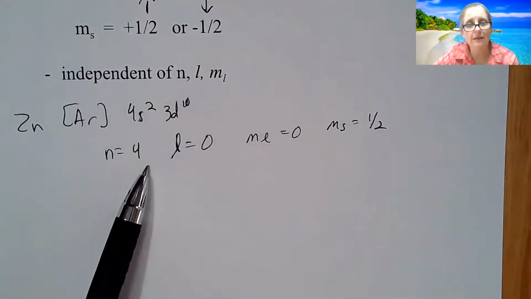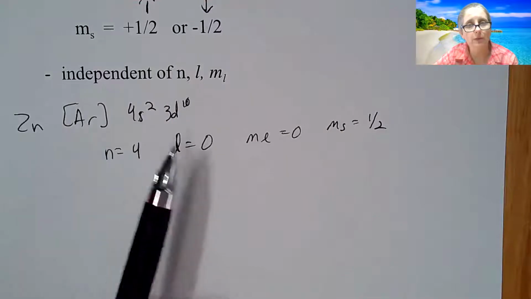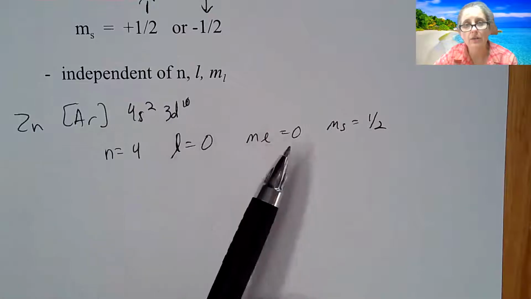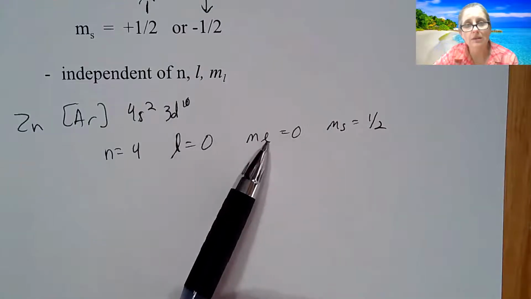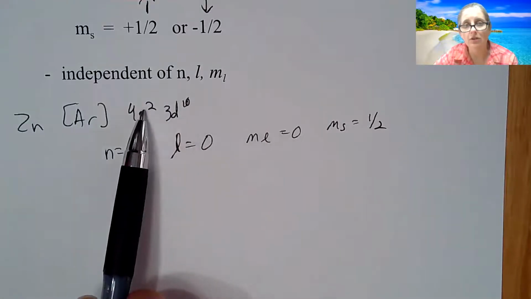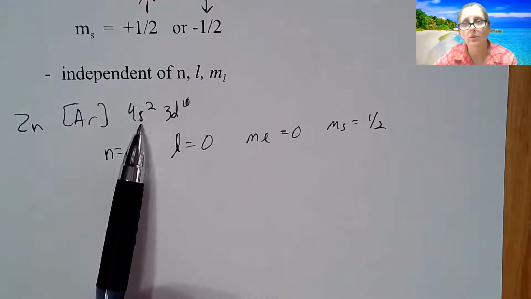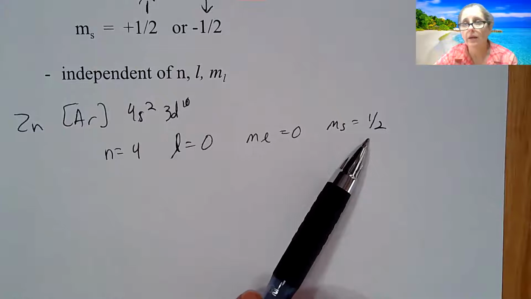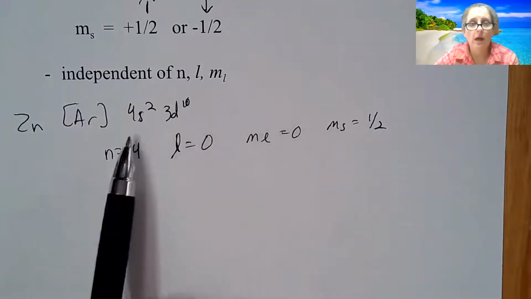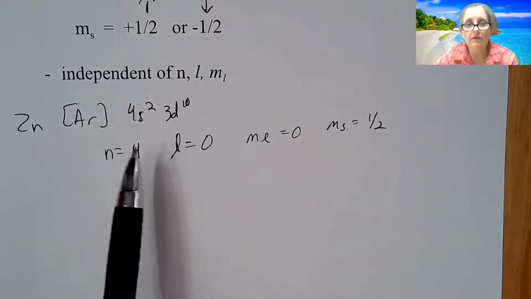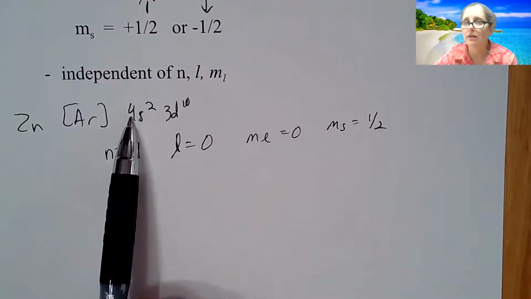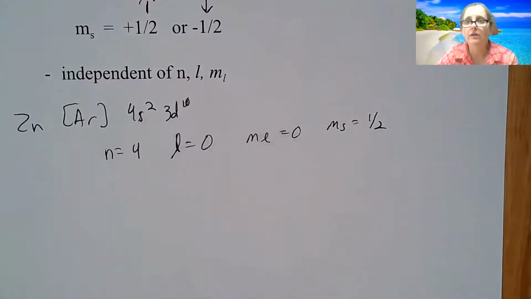Well, 4 is telling me the energy level, so I have energy level 4. l is telling me it's an s orbital. That's here. ml is, of course, telling me I only have one location for the electron to exist, and then with the s orbital, I only have one location. And then it's spinning clockwise, let's say. Okay, this is a set of quantum numbers to describe one of the electrons in the 4s of zinc. Is there another electron?